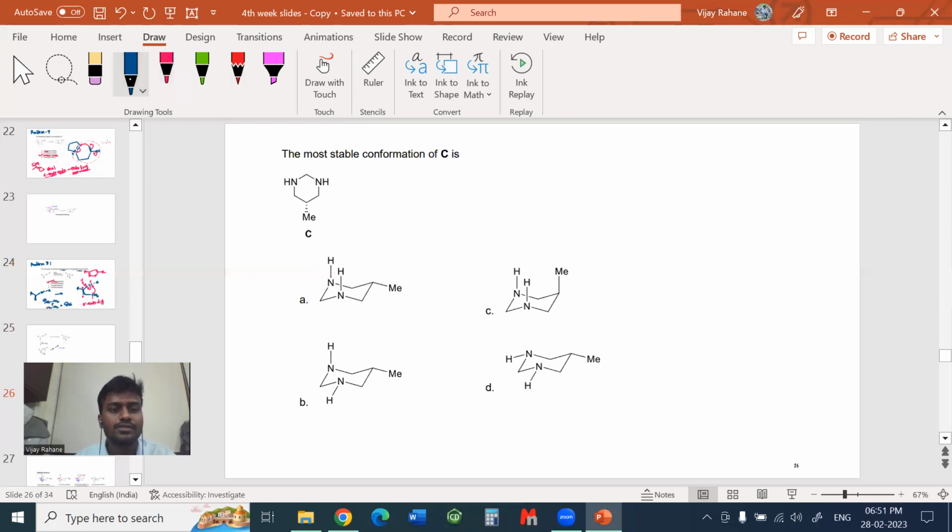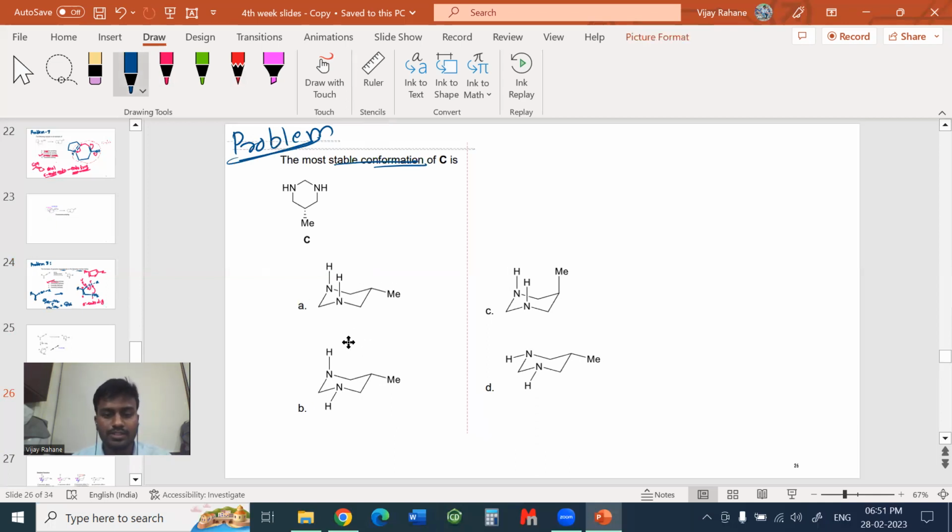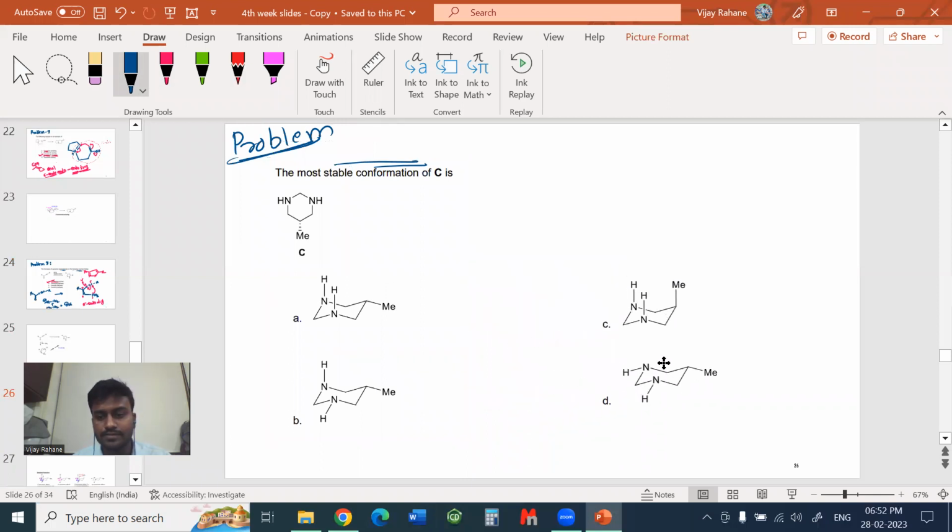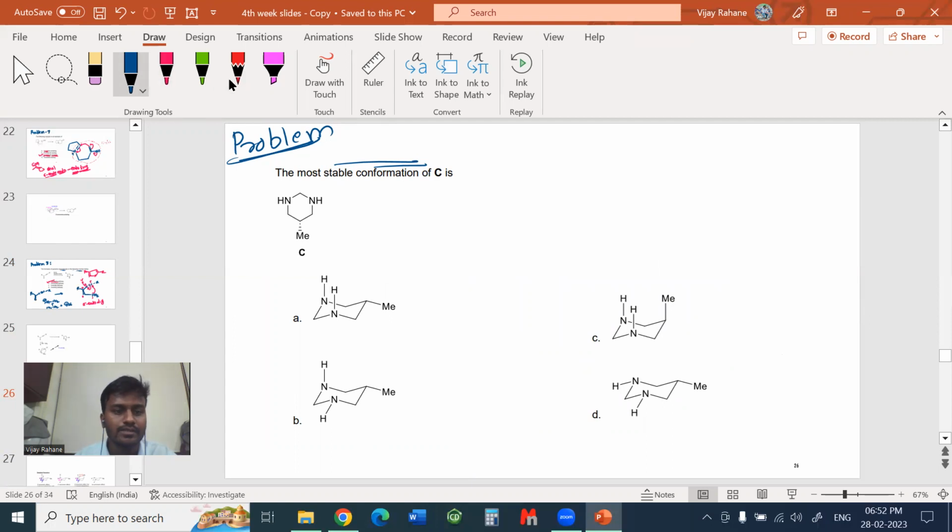The next problem is the most stable conformation of this one. They have already given the structure, and we just need to tell which is the most stable conformation. Here we can see nitrogen is axial, so obviously the lone pair will be equatorial. Here also the lone pair will be equatorial. Here the lone pair is axial, lone pair equatorial.